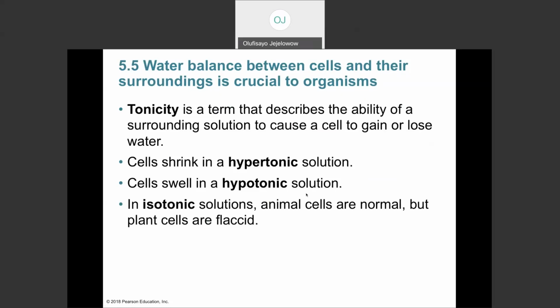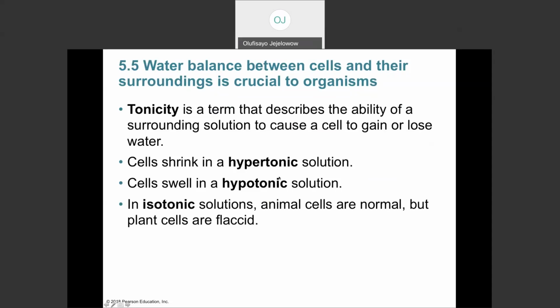So when you soak your beans in water, you notice an increase in size because the cell is in a hypotonic solution. It's just in pure water, and it takes in the water and swells. In an isotonic solution, animal cells will remain normal because the solution inside and around the cell is the same, but plant cells will go flaccid because water cannot go in. That influx of water into plant cells in a hypotonic solution is important for maintaining the turgidity of standing plants.